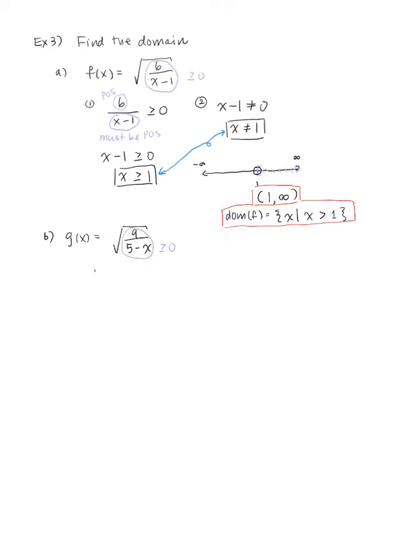So I'm going to write down the first restriction. Here you're going to have 9 over 5 minus x must be greater or equal to 0. Now since we're given a fraction, notice that there's going to be a second restriction, which is that the bottom of the fraction cannot be 0. So in this case, the second restriction will be 5 minus x cannot be 0.